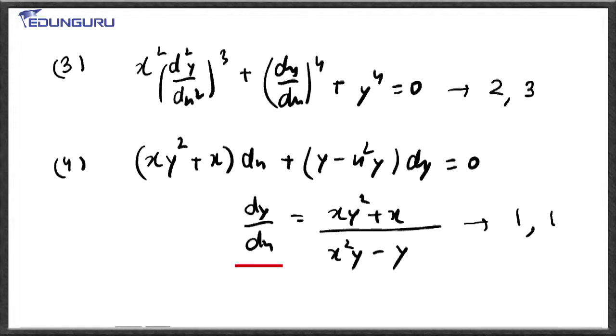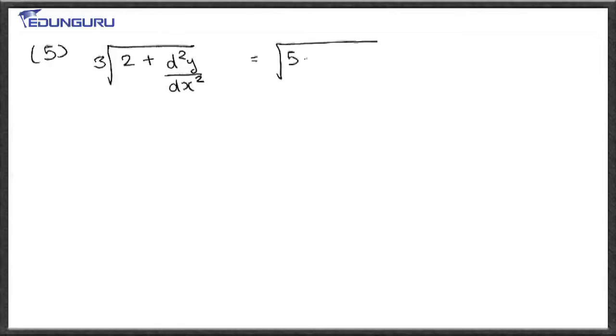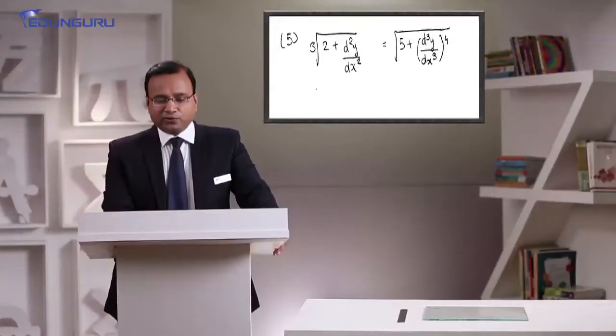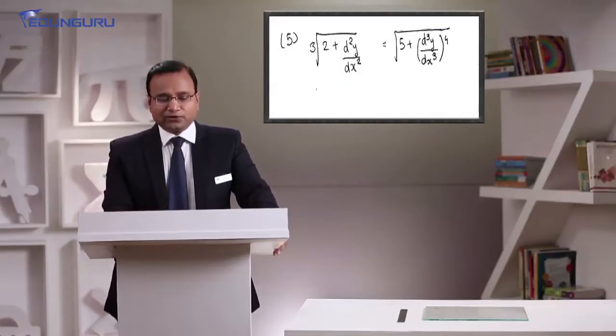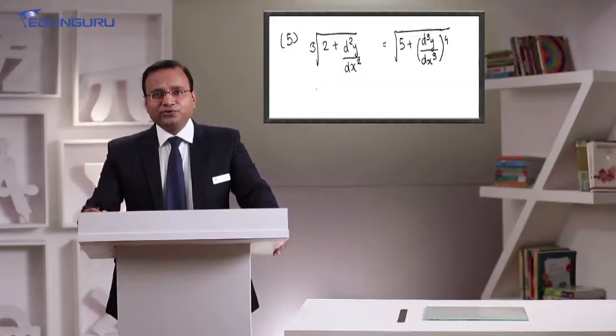We'll take up another example, students. Suppose my differential equation is cube root of (2 plus d2y/dx2) is equal to square root of (5 plus (d3y/dx3) whole to the power 4). Now students, you have a cube root on one side, you have a square root on the other side, and both have derivative terms underneath the radical signs. So you need to remove these radical signs before you find out the degree of the differential equation.